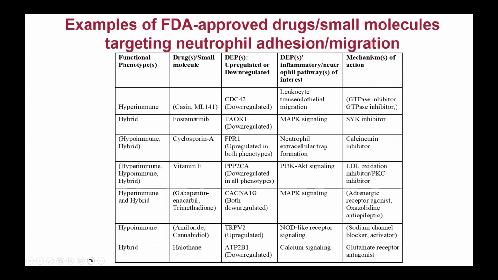So using this type of pathway analysis, we have come up with some examples of FDA-approved drugs and small molecules that can target this neutrophil adhesion migration. And you can see, depending on which functional phenotype you're interested in, you can choose your drug or compound and decide which upregulated or downregulated proteins you want to look at. And then you can look at neutrophil pathways of interest, right? What we know about these things, you can go through and systematically do that.